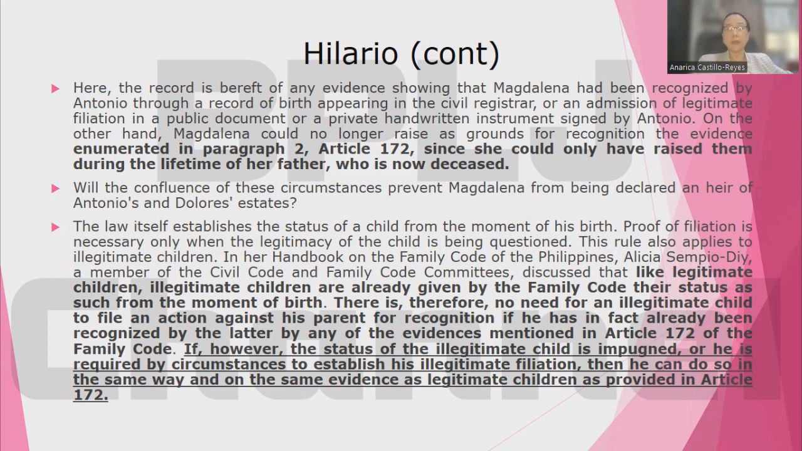Illegitimate children are already given by the Family Code their status from the moment of their birth. There is therefore no need for an illegitimate child to file an action against his parent for recognition if he has in fact already been recognized by any of the evidences mentioned in Article 172. If, however, the status of the illegitimate child is impugned or he is required by circumstances to establish his illegitimate filiation, then he can do so in the same way and on the same evidence as legitimate children.